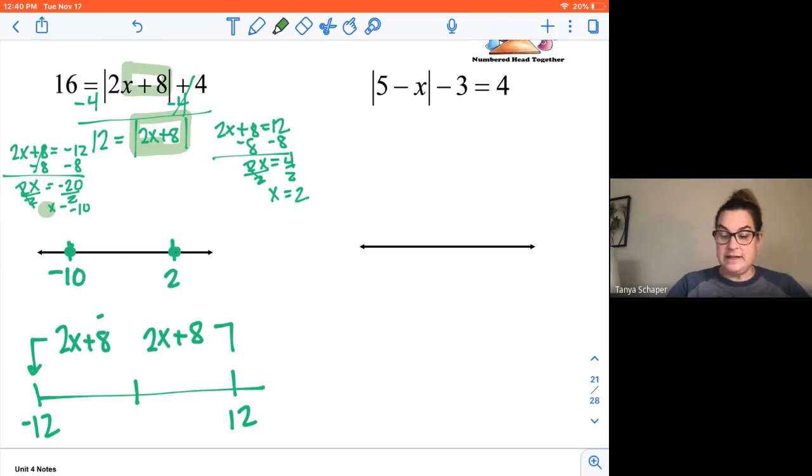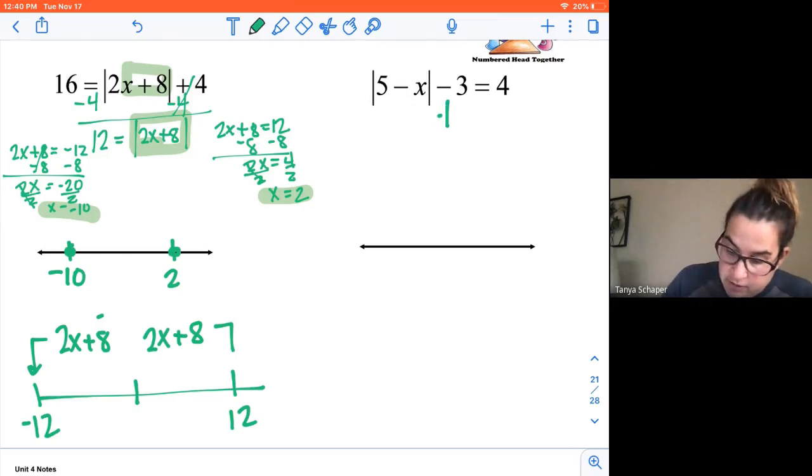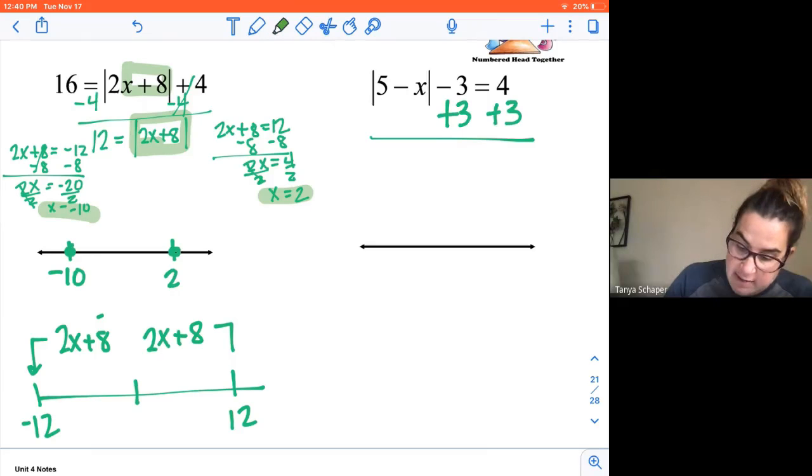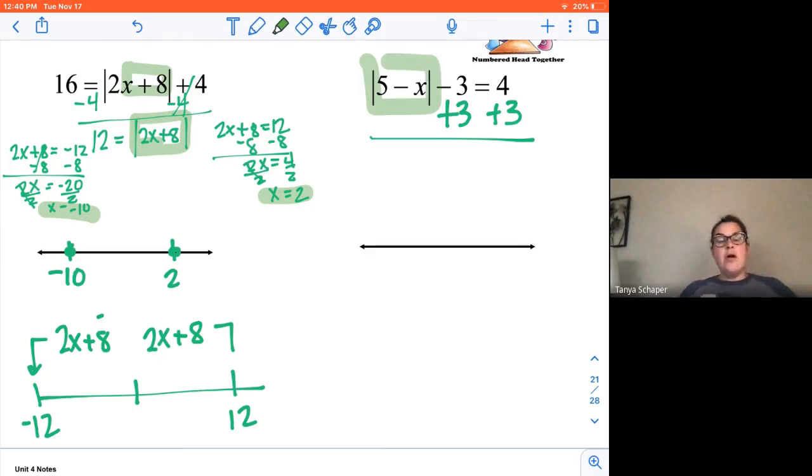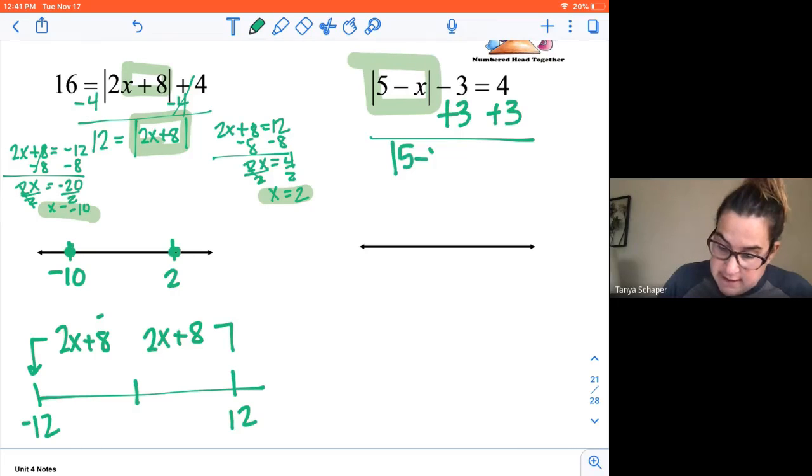So I have to get the absolute value symbol all alone first. Let's take a look at another one. I'm going to add 3 to both sides. My goal is to get this absolute value grouping symbol all alone, all by itself. And so I end up with the absolute value of 5 minus x is equal to 7.